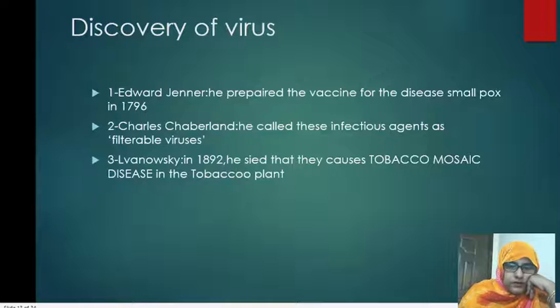How was it discovered? Edward Jenner in 1796 prepared the vaccine for the disease smallpox. Against smallpox, Edward Jenner prepared the vaccine. Then Charles Chamberland came and he called these infectious agents filterable viruses. They can be separated by the process of filtration.